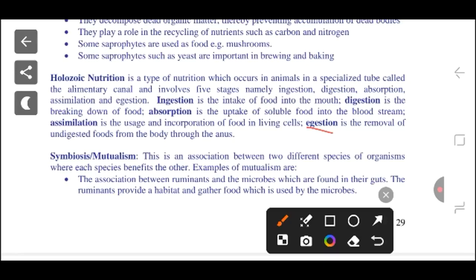Now you go to the last one, which is egestion. This is the removal of undigested food from the body through the anus. Undigested food from the body, that which is not soluble, out through the anus.